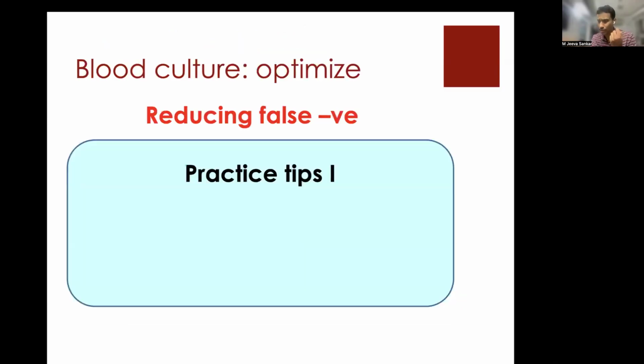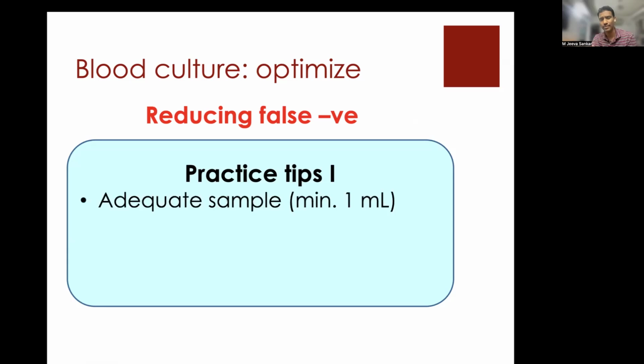So here are my practice tips to reduce false negative cultures. That means the baby is really having sepsis caused by an organism, but you got a culture which is negative. How can we reduce these false negative blood culture reports? So these are the tips. One is you need an adequate sample. So you don't waste blood in sending multiple CRPs, procalcitonin, and all those non-specific biomarkers. Stop doing that. If you get one number, send that one sample for blood culture.